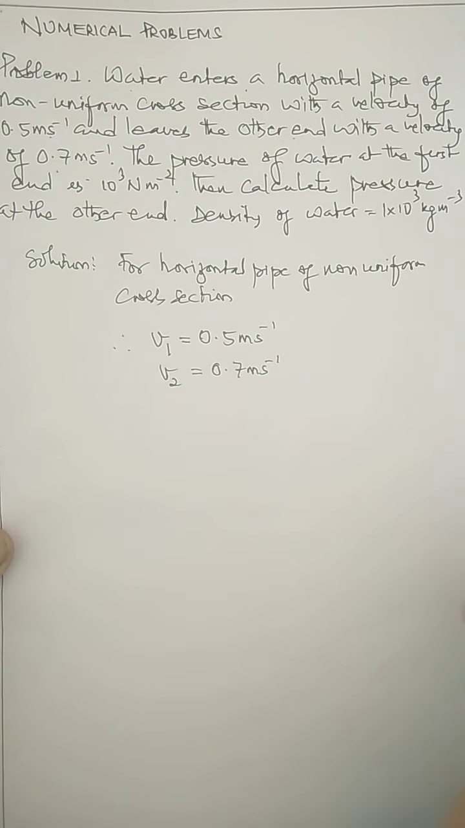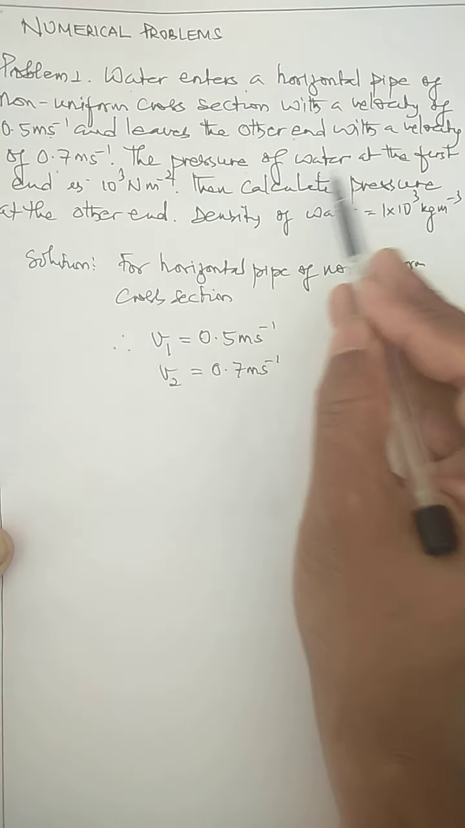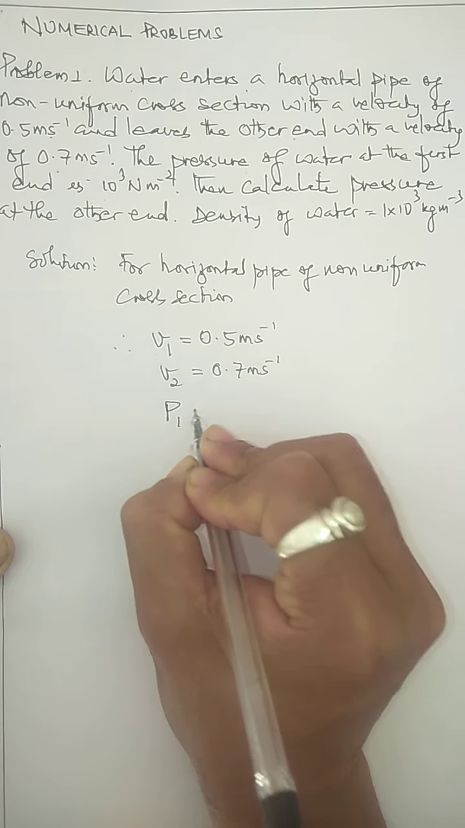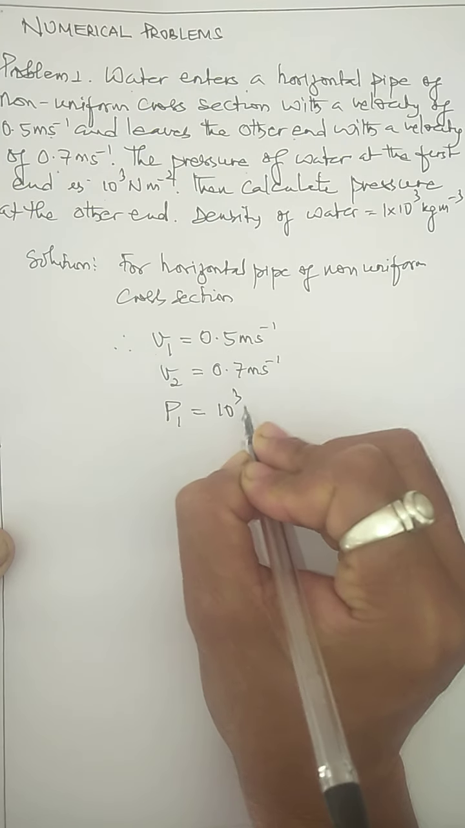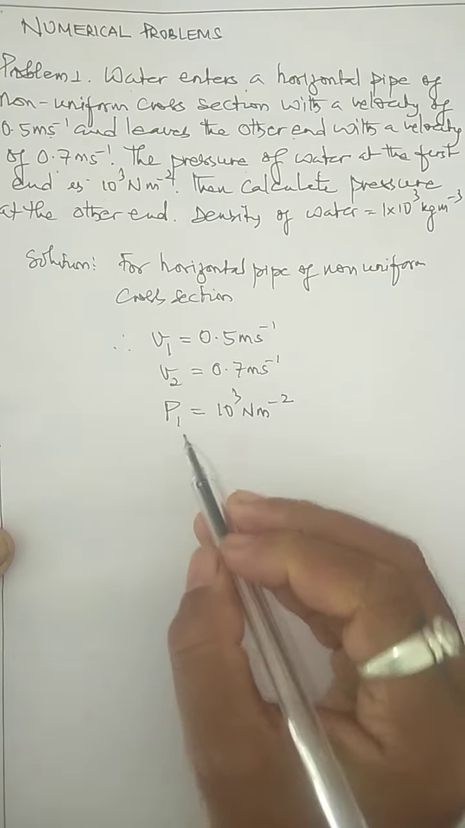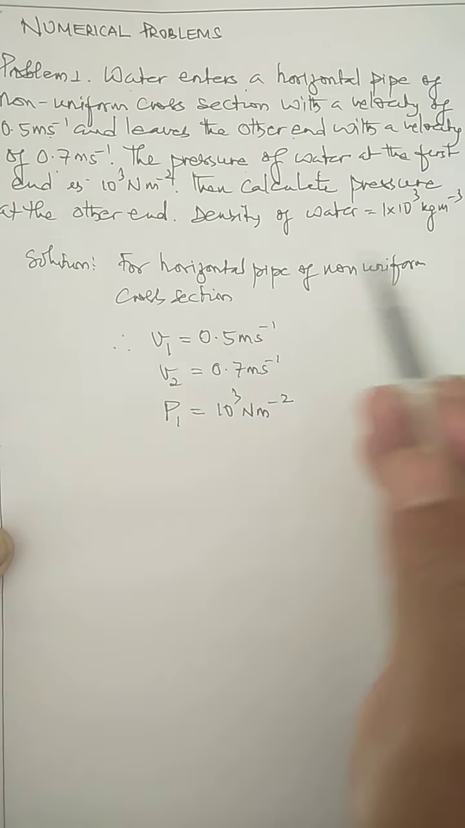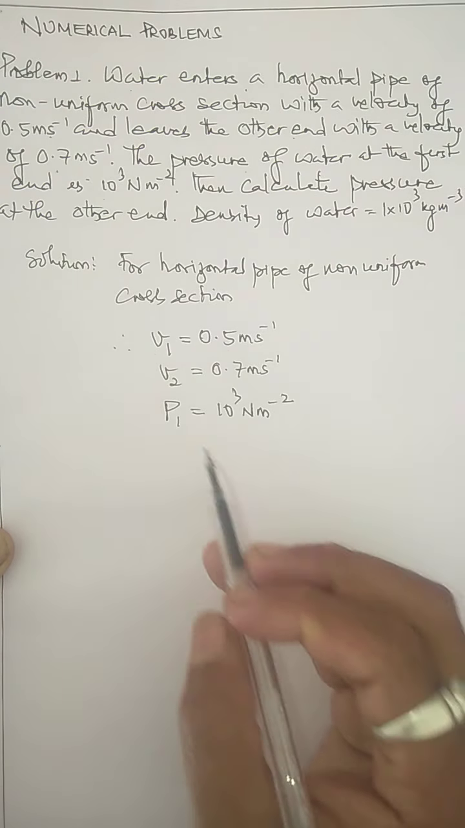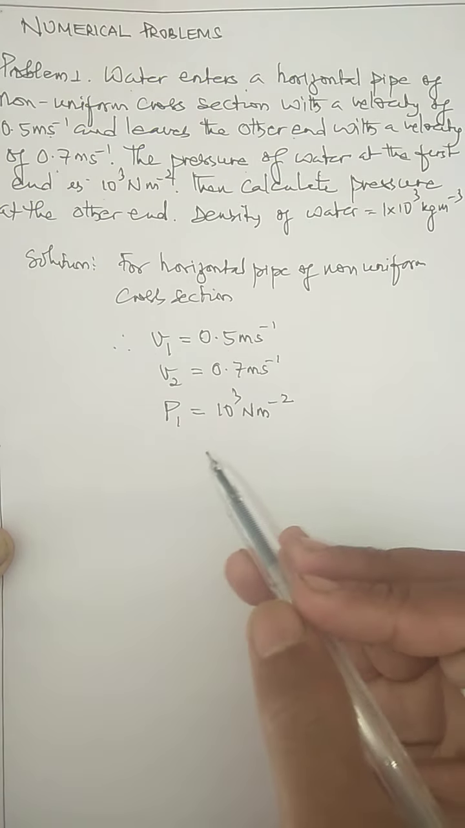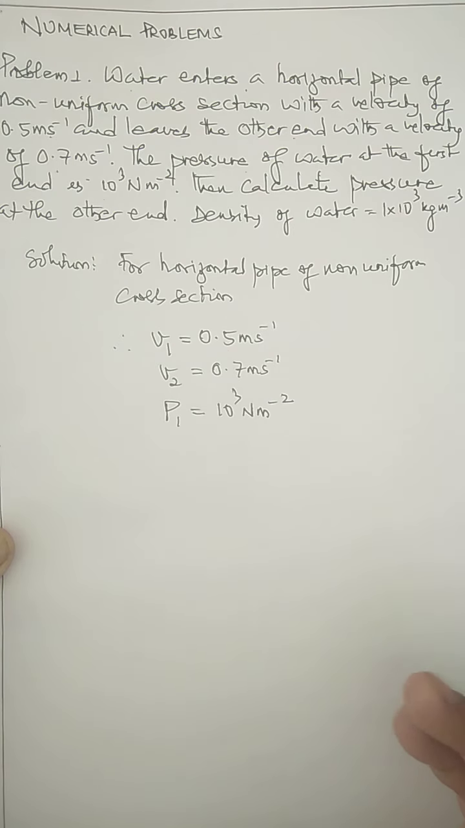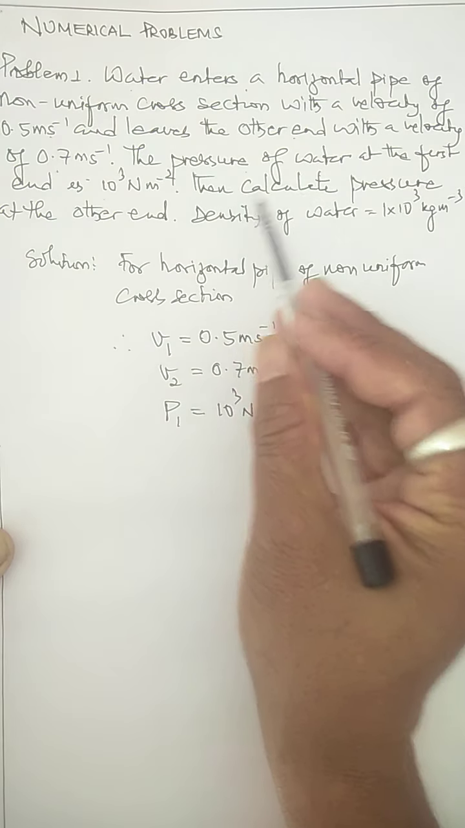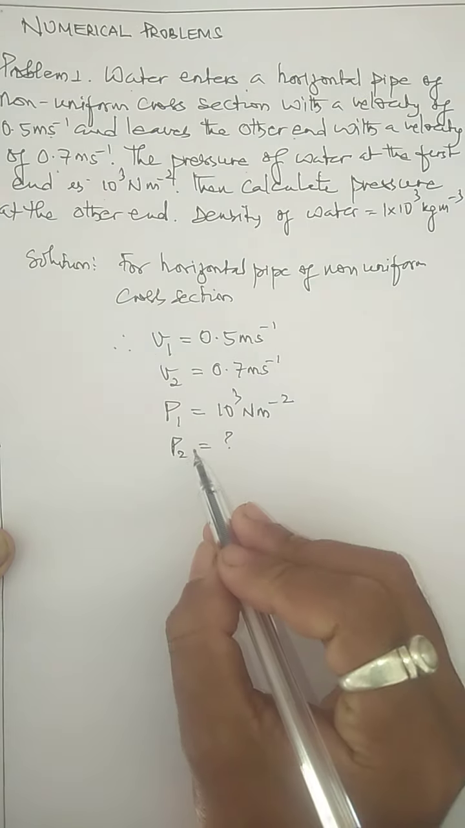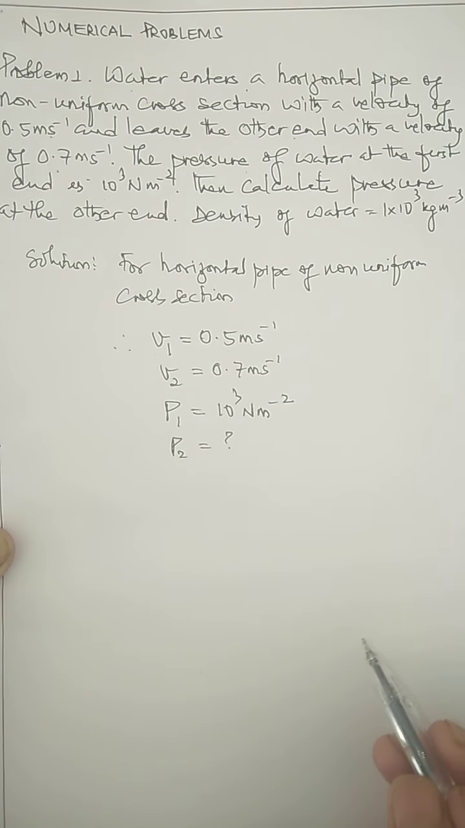Now the question says that the pressure of water at the first end is 10 to the power 3 Newton per meter square. I write that pressure as P1, that is 10 to the power 3 Newton per meter square. So this is the pressure at the first end of the water pipe, the end where the water enters. Now this pressure is also the pressure energy per unit volume of the water entering at one end. So what you need to calculate, children? Calculate the pressure at the other end, and consider that pressure as P2. So P2 is the pressure at the other end of the tube.